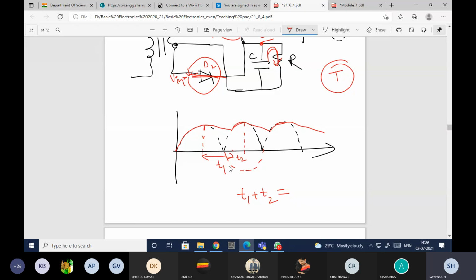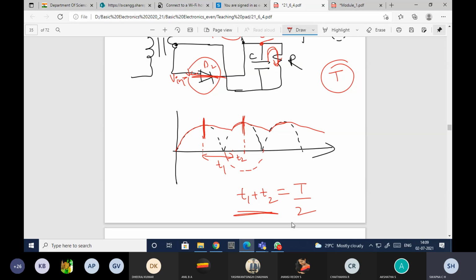Leave aside the charging time being more or the discharging time being more, which is more, which is less. What I want you to tell me is, from here to here, what will be the time period? T by 2. T by 2, very good.